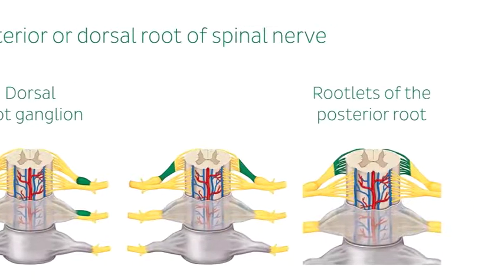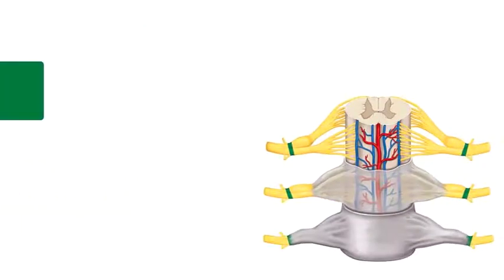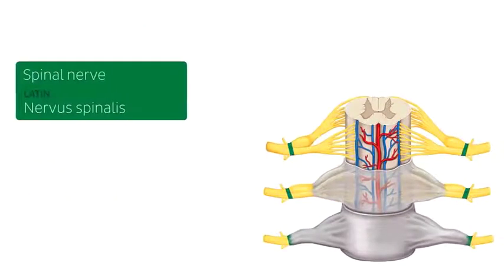The anterior or ventral root and the posterior or dorsal root come close laterally and merge to form the spinal nerve. So, and this is important to remember, the spinal nerve contains both motor fibres from the ventral root and sensory fibres from the dorsal root.